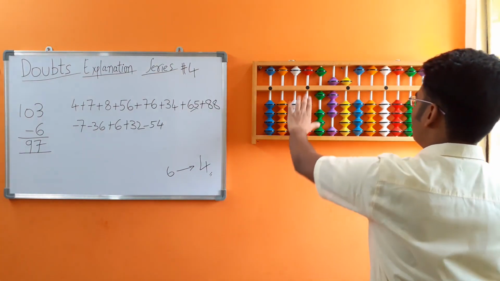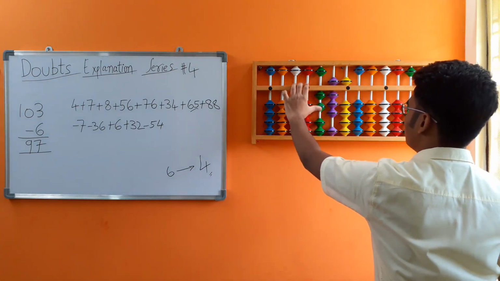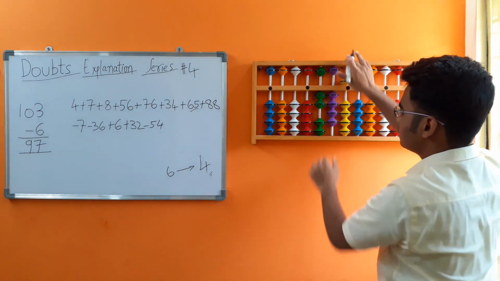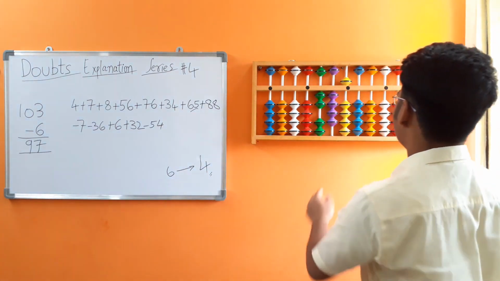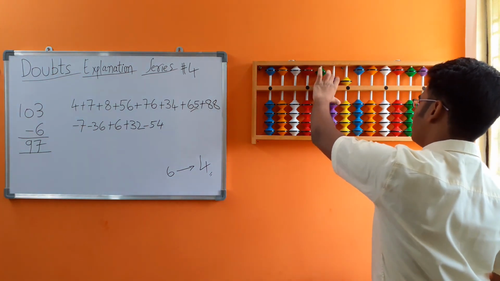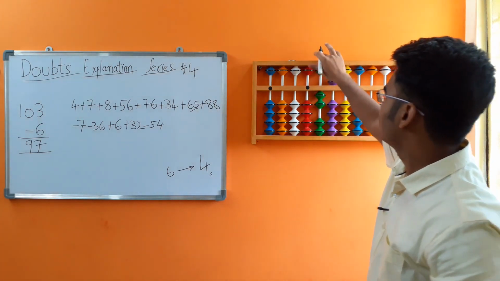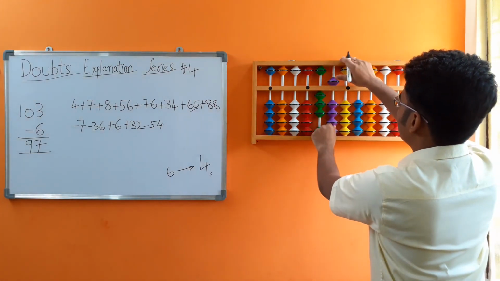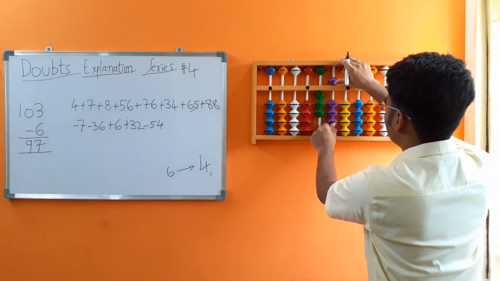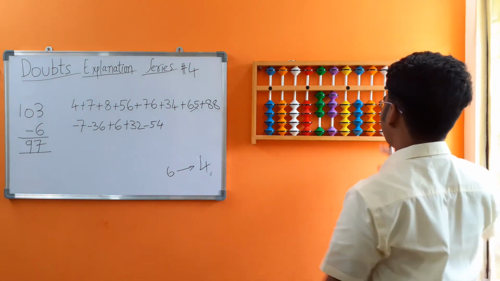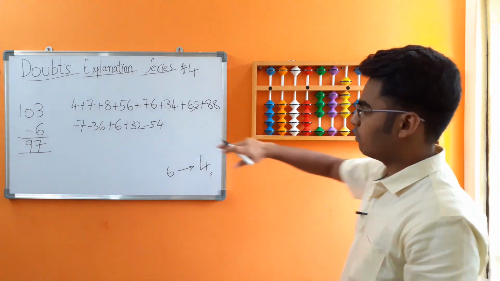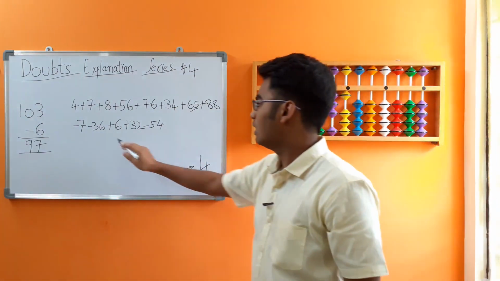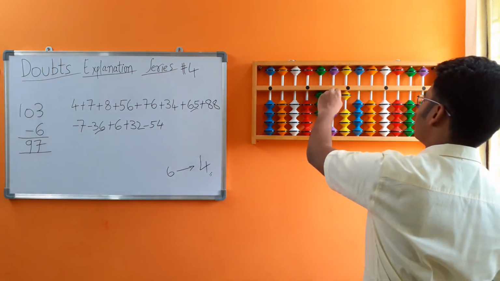65. We cannot add 6 directly. Add the boss 10, less 6's friend 4. Here it's small friend subtraction. 5. Add the boss 10, less 5's friend 5. 88. Add the boss 10, less 8's friend 2. 8 can be added directly on the units rod. Minus 7 can be subtracted directly. Minus 36. 30 can be subtracted directly.